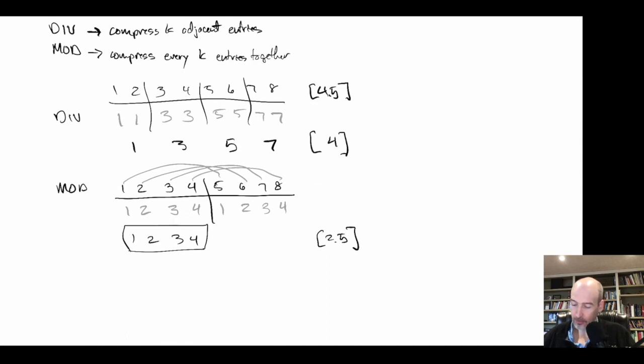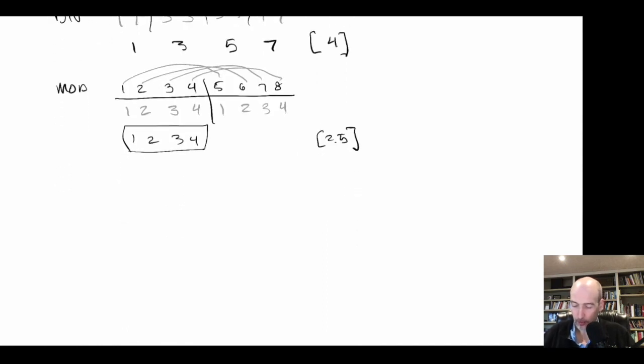But let me show it. There's a different property here. So improving, or when does compression work?